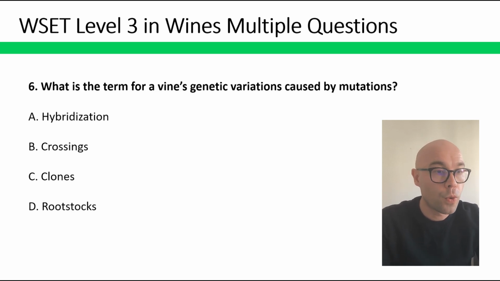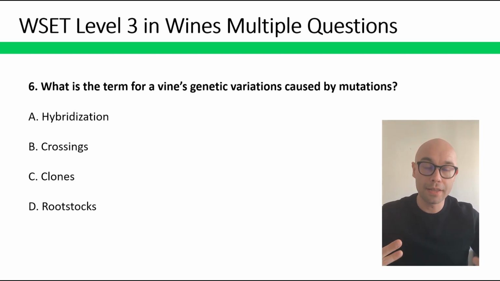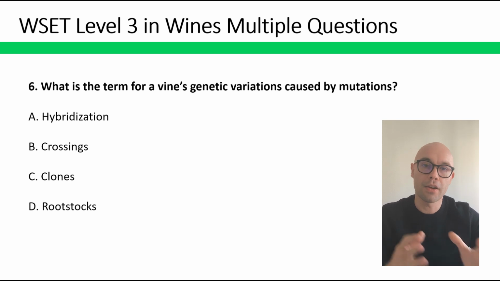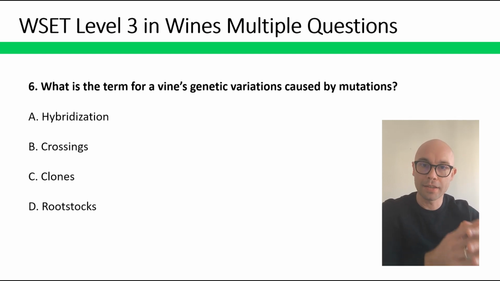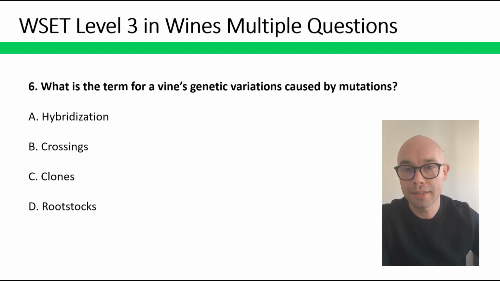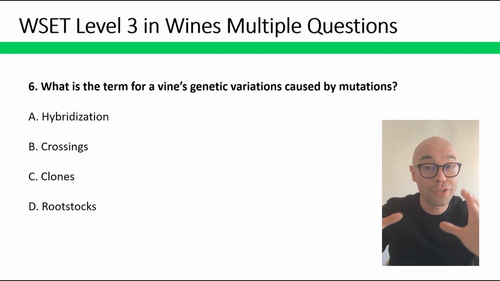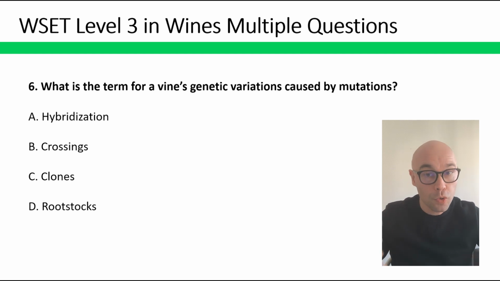What is the term for vine genetic variation caused by mutation? Hybridization, crossing, clone, rootstock. The correct answer is C, clone. So grape varieties can mutate when they grow, and if they have slight differences from their original plant, and this is made into a new plant for growing, then this is called a clone, because it has almost identical characteristics, but there are slight differences, like for example a difference in flavor, or for the viticulture part of wine.